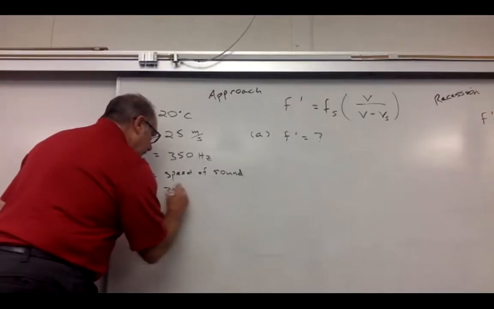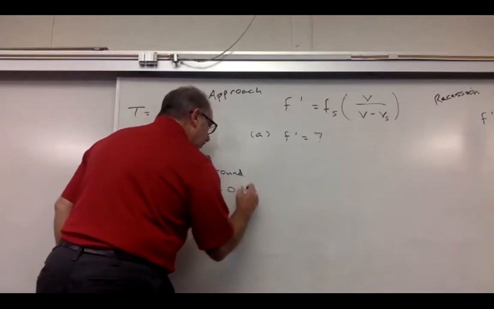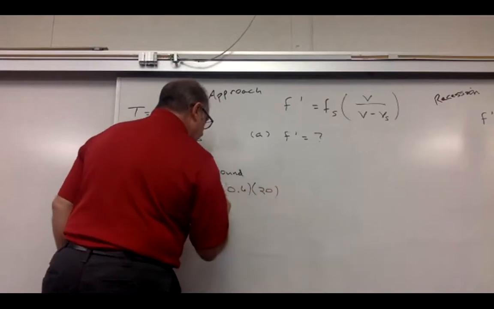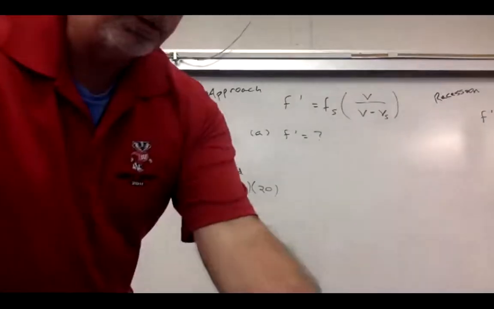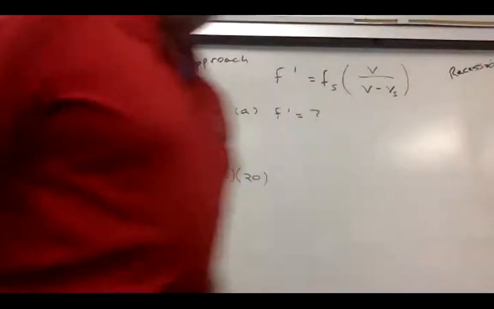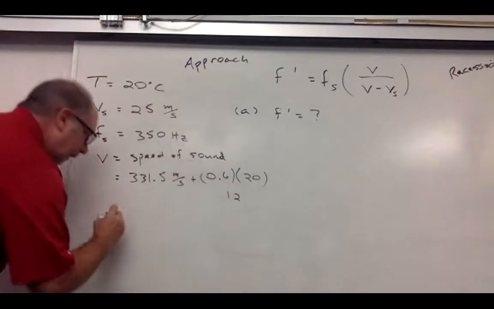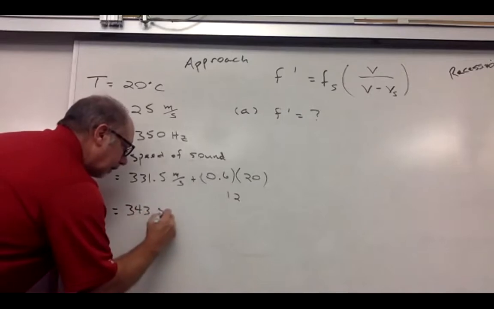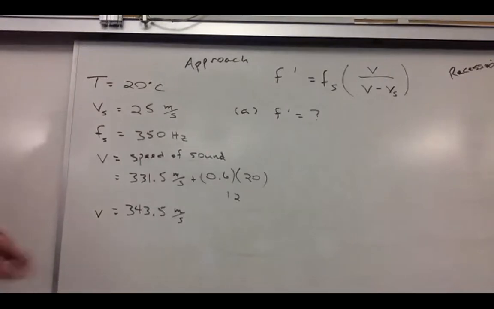So this is going to be 331.5 meters per second plus 0.6 times 20. I'll zoom in a little bit. Okay. 0.6 times 20 is 12. And if I add that to here, I get 343.5 meters per second. Okay? That's the speed of sound. All right.